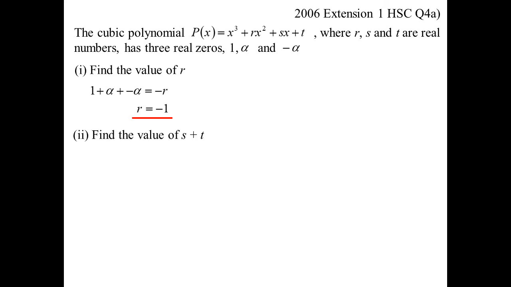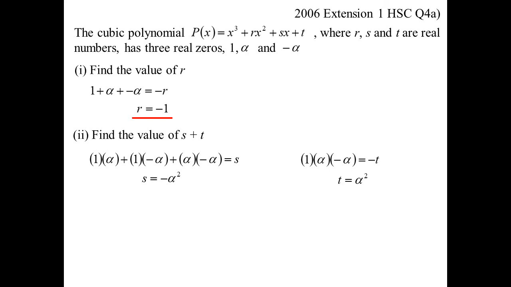They don't actually want us to find S and T, just what they would add together to give. Well, sum of the roots 2 at a time would give me S. So S is minus alpha squared. 3 at a time will give me minus T. T is alpha squared. They want S plus T. 0.